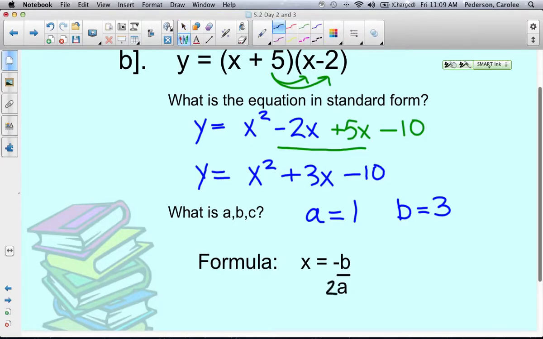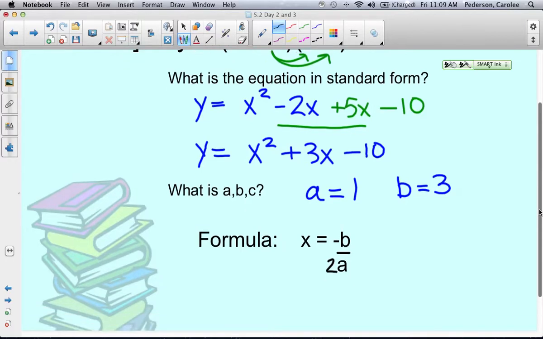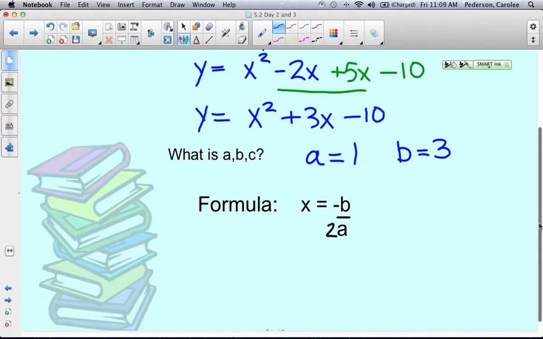All right, now we're set to use the formula again. So x equals negative b over 2a. But this formula, and to review, is the vertex, or the axis of symmetry equation. So negative b over 2a. So negative 3 over 2 is negative 1.5. What we just found is the x value for the axis of symmetry and also the x value of the vertex.